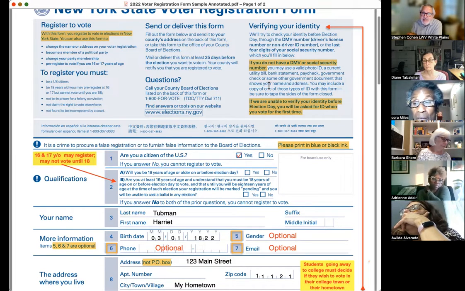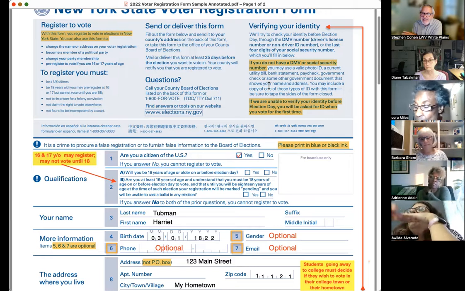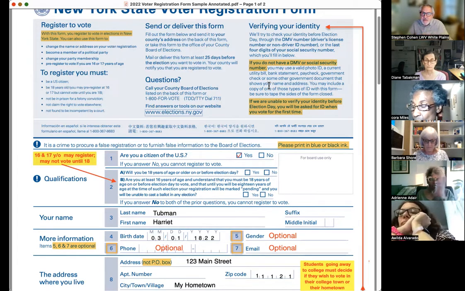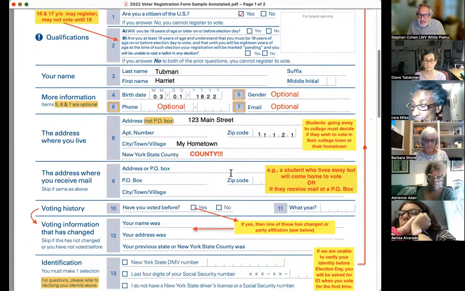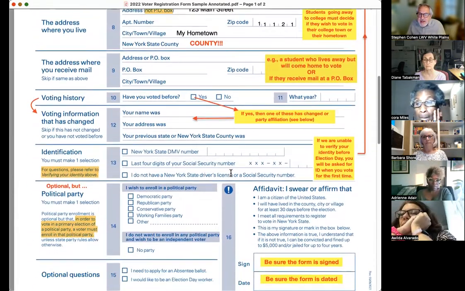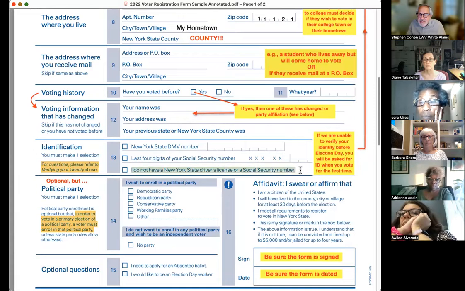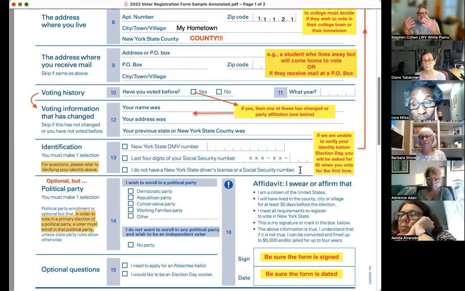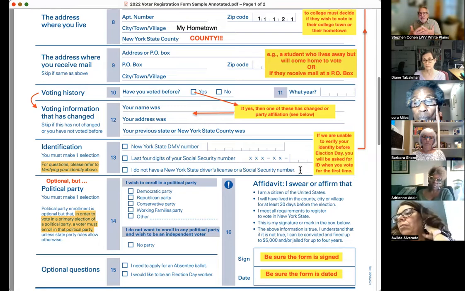Yeah. But my recommendation, and this is not to pass the buck or anything, would be to encourage folks to simply indicate at the time of registration that they do not have a New York State driver's license or Social Security number, and then encourage them when they go to the polls to bring with them some form of ID, whatever it is, and deal with that at that point. I honestly don't think this is an adversarial relationship.